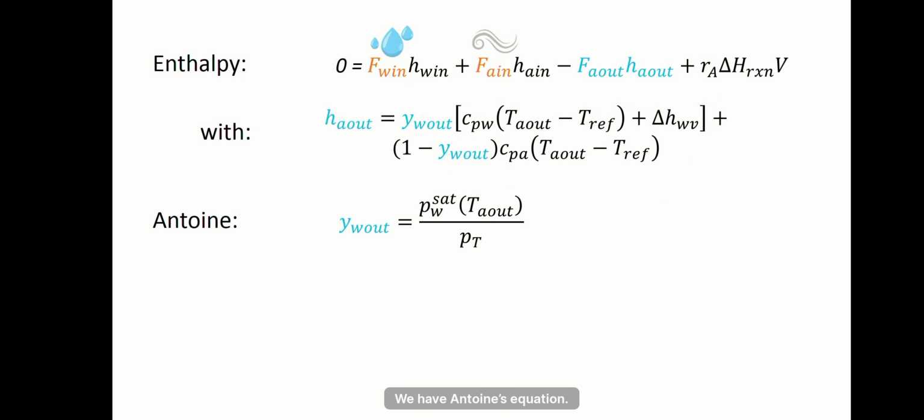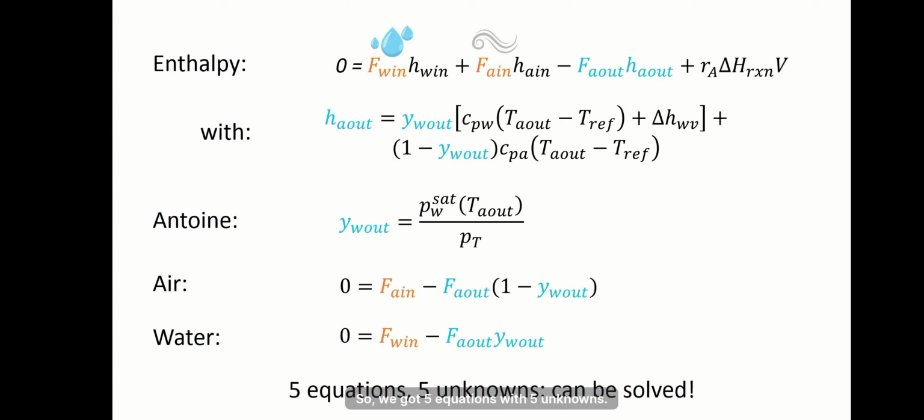We have Antoine's equation, we have the water balance and the air balance. So we got 5 equations with 5 unknowns. And 5 equations, 5 unknowns, that means we can solve those equations. And this will tell us how much airflow is needed for cooling and how much water needs to be added to prevent the drying out.